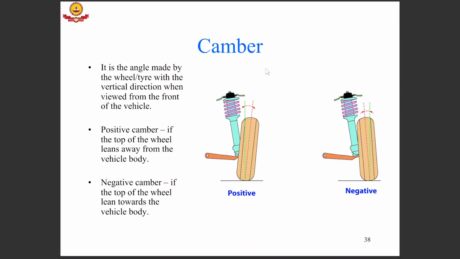So the first such parameter is camber. Camber is the angle which the wheel makes with respect to the normal to the ground. It's a positive camber if the top of the wheel leans away from the body, and it's negative camber if it leans into the body.